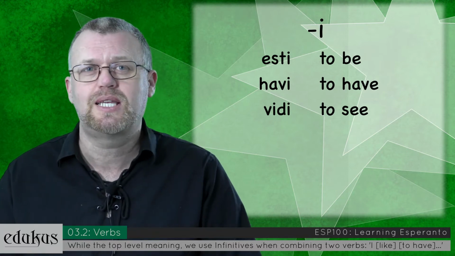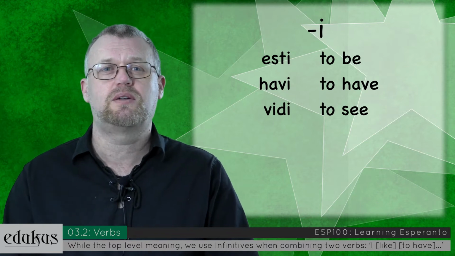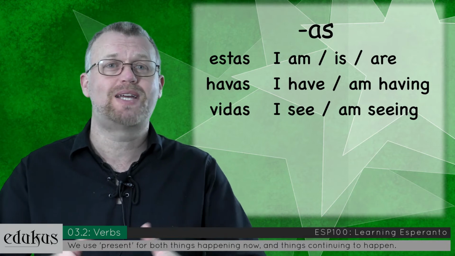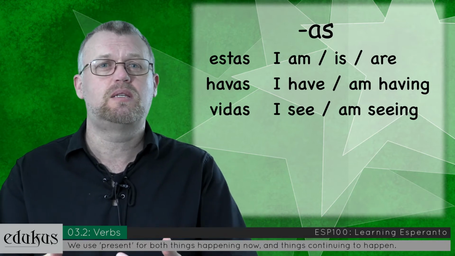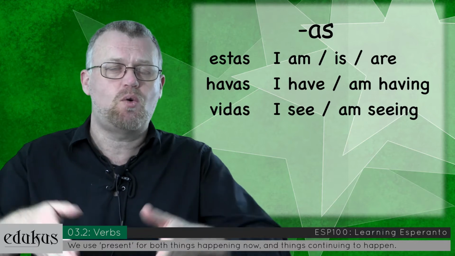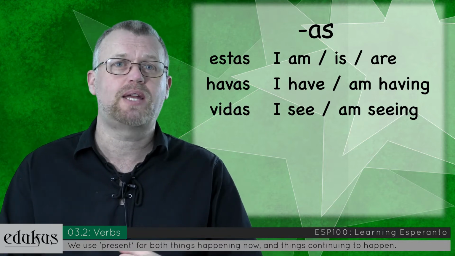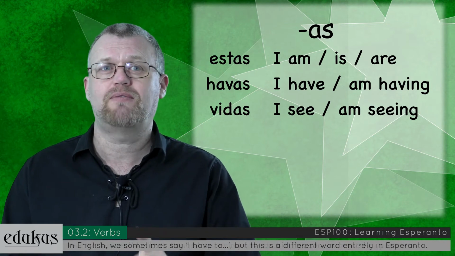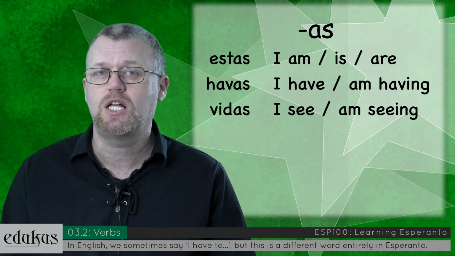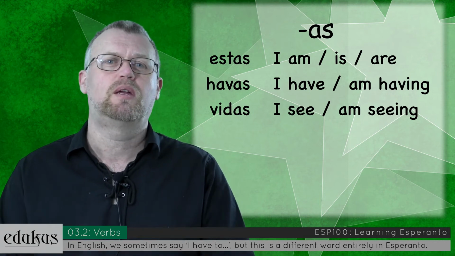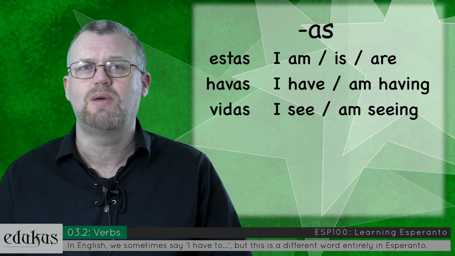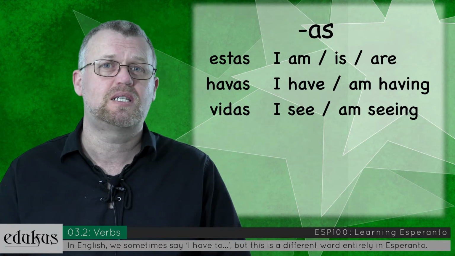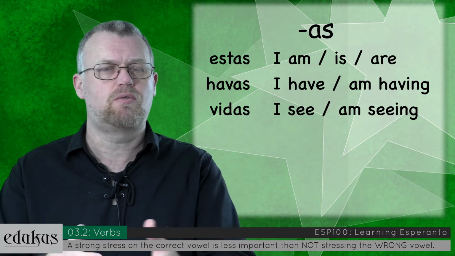Far more useful for the example sentences that we're going to practice, however, is the suffix -as, which is what we add to a verb to make it into the present tense. Estas therefore means being or is or are, right now, ongoing. Havas, I have something right now, I am having something right now. Now do remember that possession is all hav means. We sometimes use "have" in English to mean I must do something, but that's something that's evolved in English over a period of time. We don't use that form in Esperanto. Finally, we have vidas. I see something, I am seeing something right now.